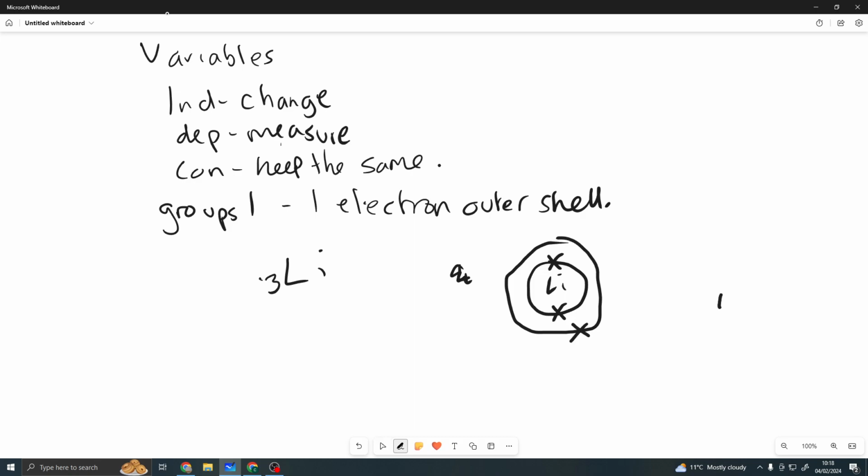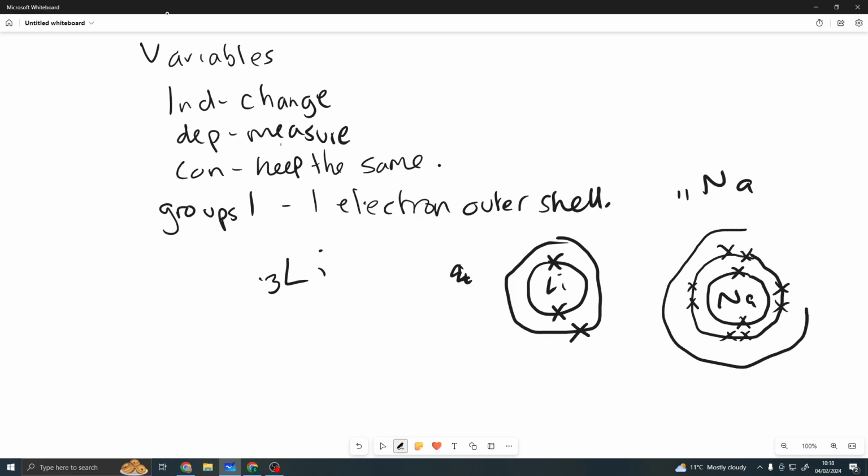Now we'll do the next one. Sodium. Now sodium, as we may know, has 11. You don't need to remember this, it's all on the periodic table. So we'll get our first shell with a maximum of 2. Our second shell, we're going to put 8 in there. Now that gives us 10 in total. And then we've got our third shell with 1. So there we go. We can now see lithium with its electron configuration of 2.1 and sodium with 2.8.1.